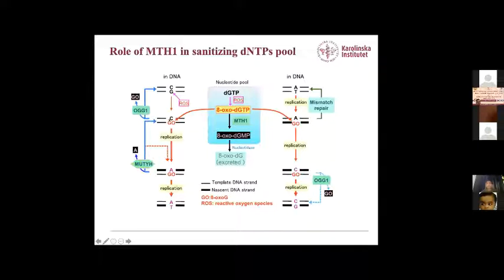In general, when there is oxidized guanine, it is taken care of by OGG1, which removes the oxidized base, induces abasic sites, and they get repaired. Adenine is taken care of by Mth1. If they cannot do it, they will induce single strand breaks and eventually double strand breaks. So here Mth1 acts like a sanitizer; it sanitizes the pool.